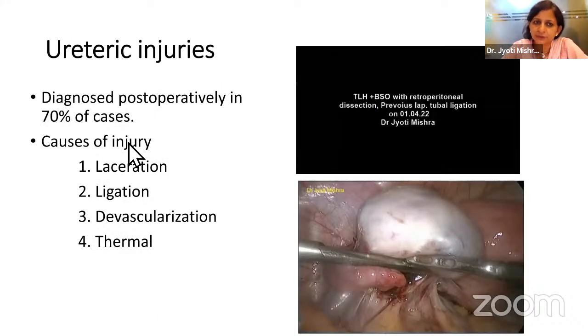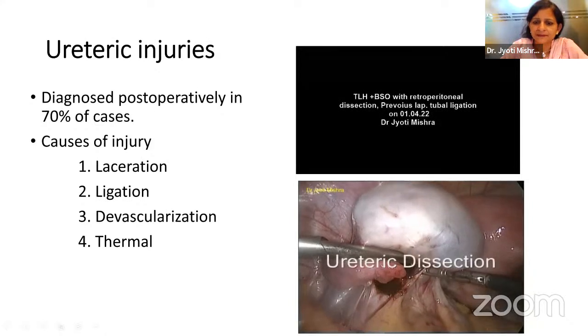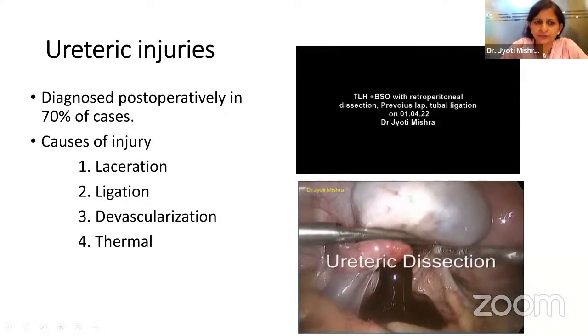So just quickly to summarize this, diagnose post-operatively in 70% of cases. Mostly you don't see ureteric injury on the table. And why are injuries happening? Laceration, ligation, devascularization, and thermal injuries. These are the videos where, okay, let's move ahead.